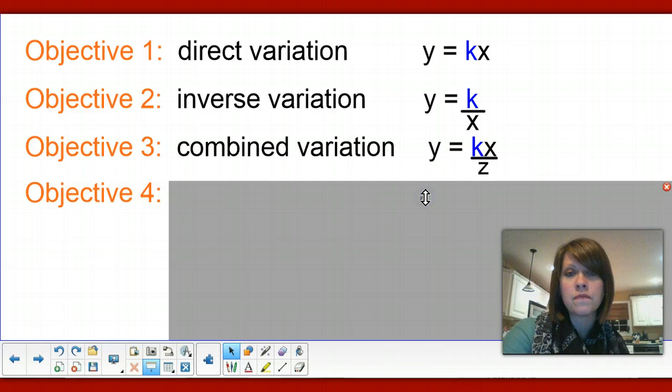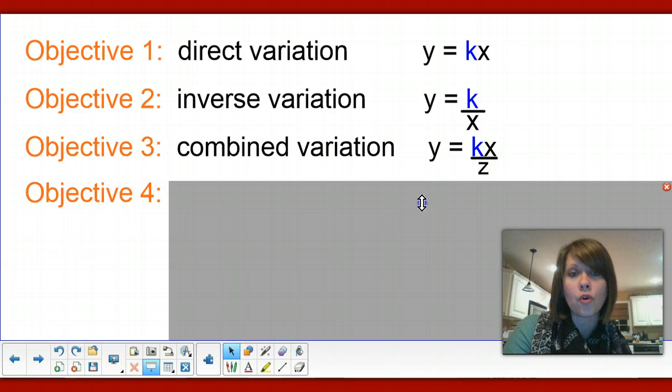Combined variation, that's when you have maybe more than just y and x in the mix. Maybe it will say y varies directly with x, and inversely with z. And so we have this combined variation where y depends on more than one thing.